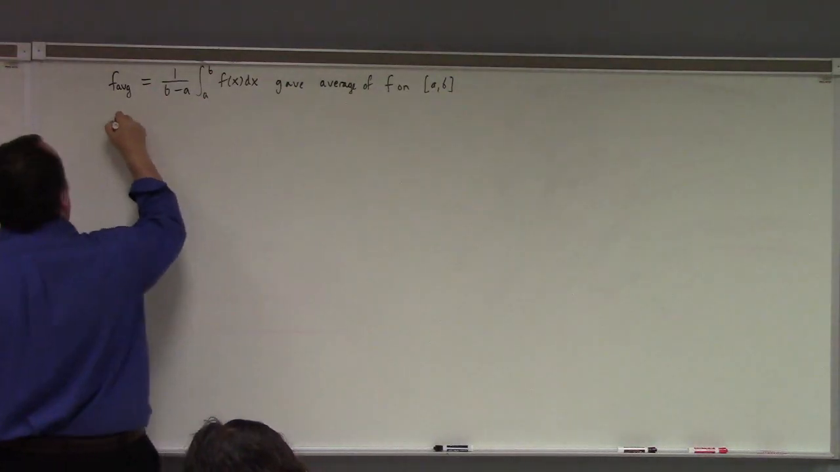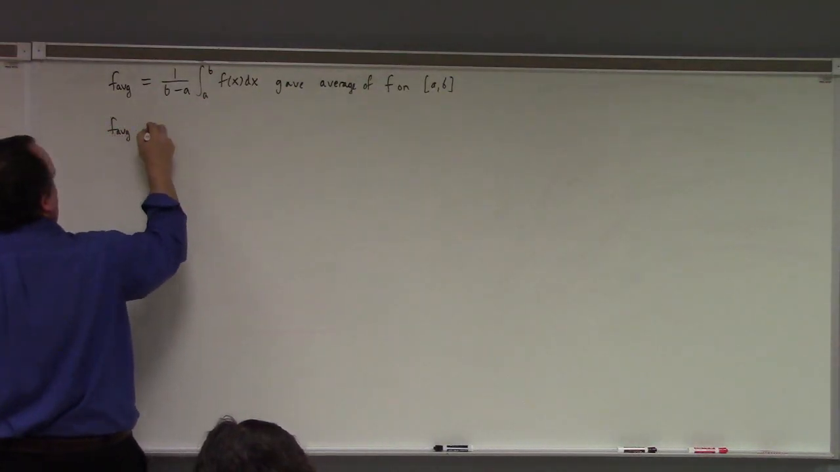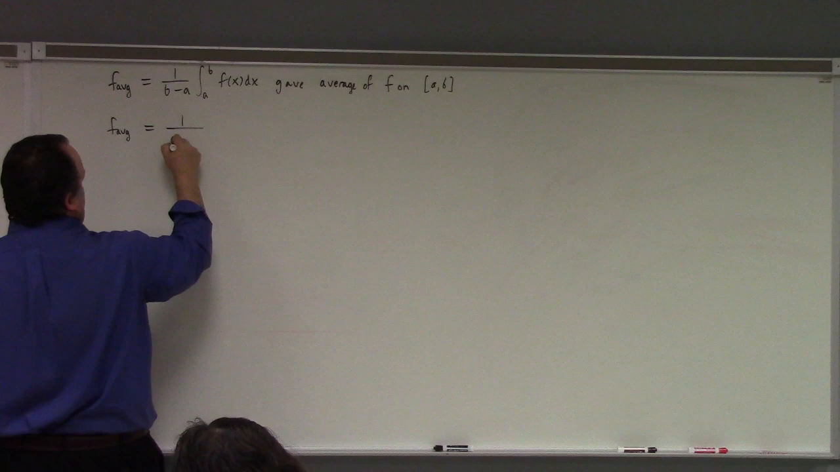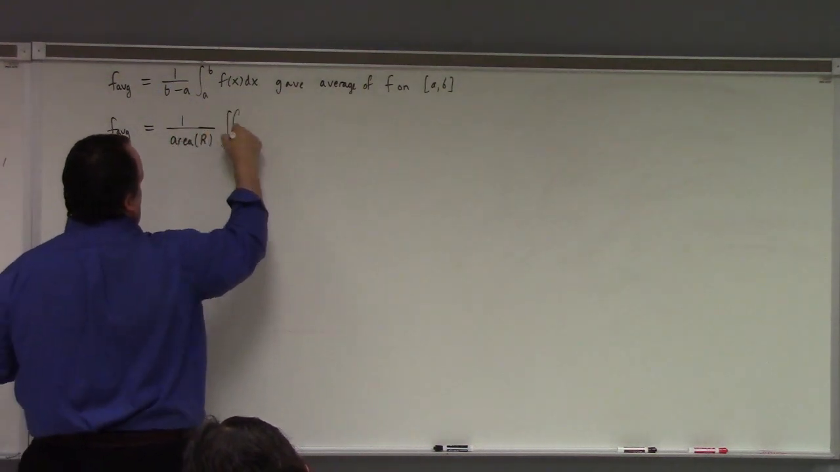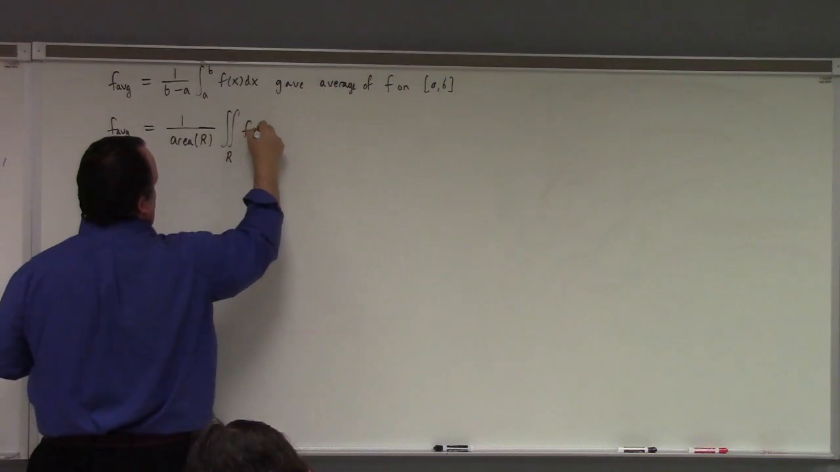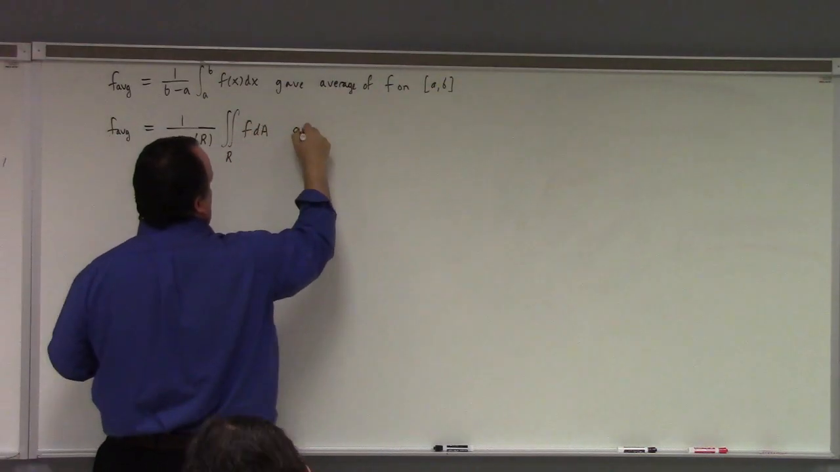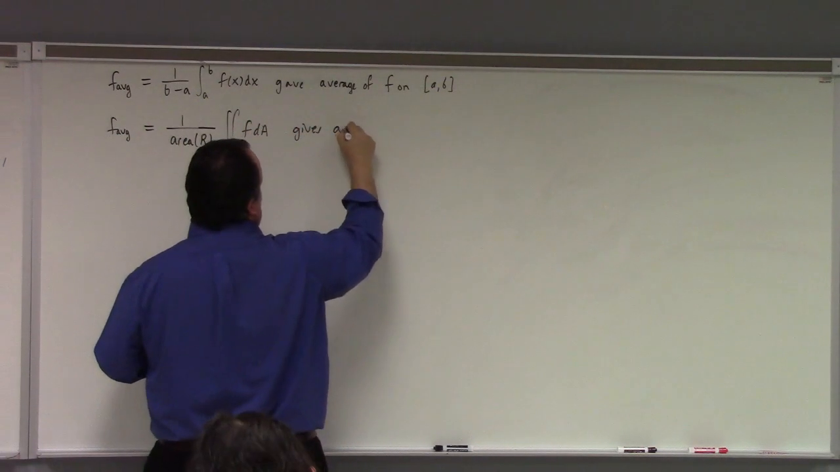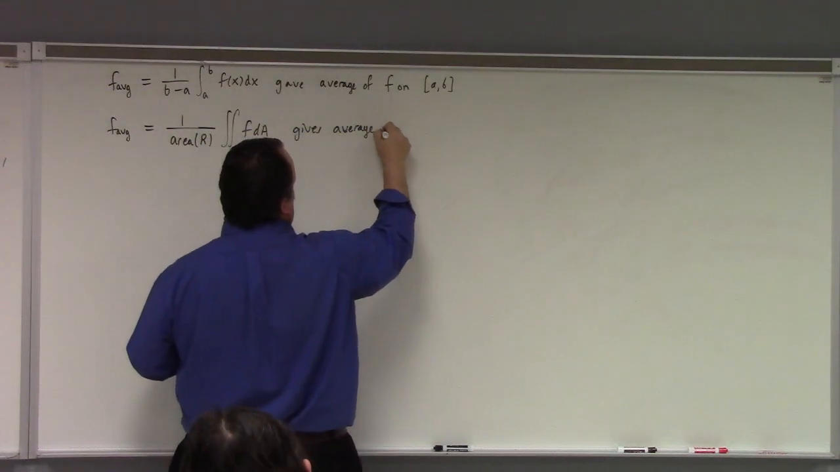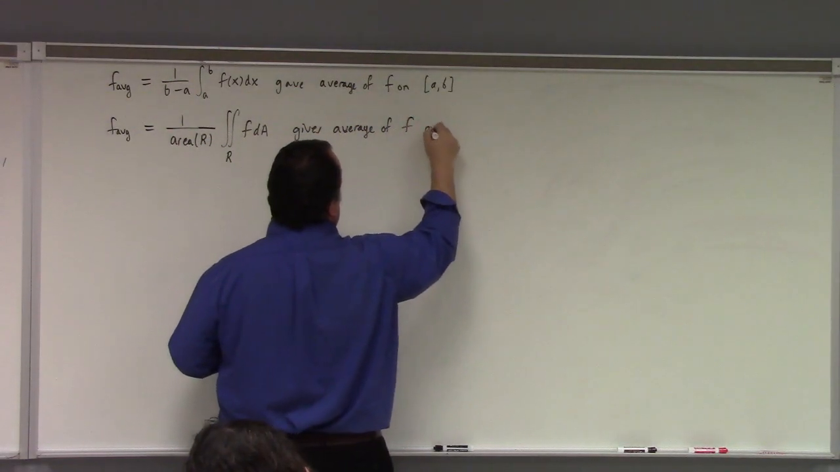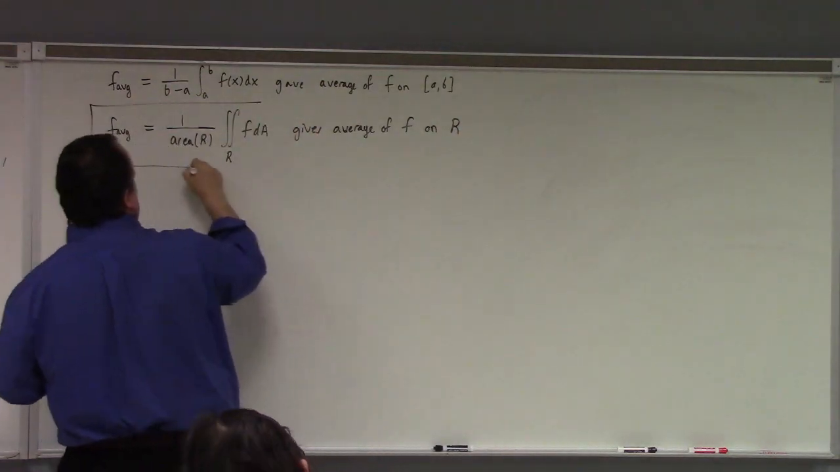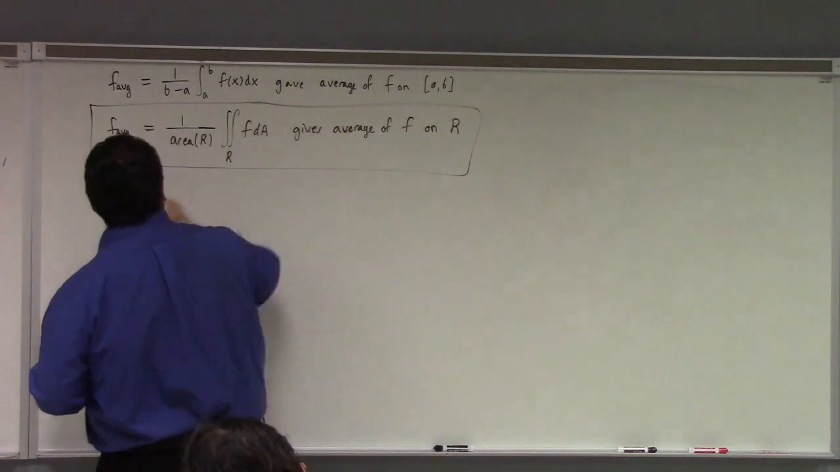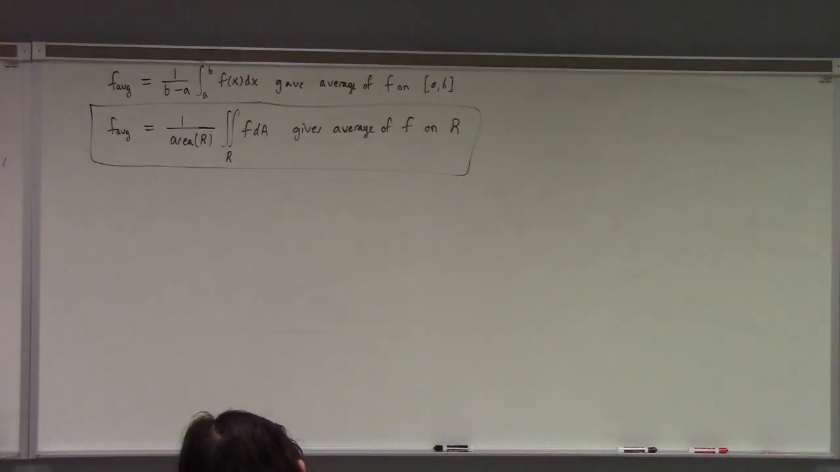So now what we'll do is take 1 over the area of R, times the integral over R of f dA. This gives the average of f on R. So there you go. That's your definition of average.